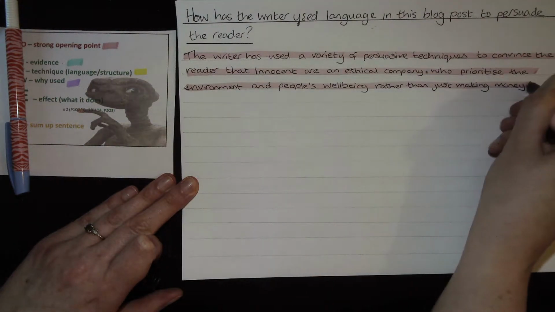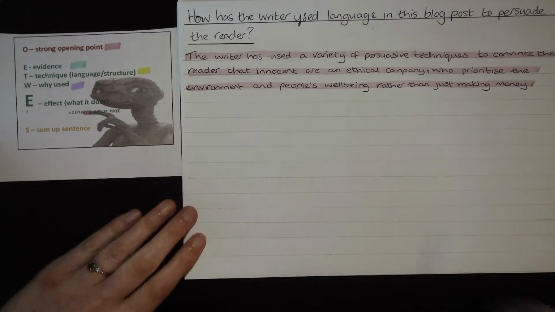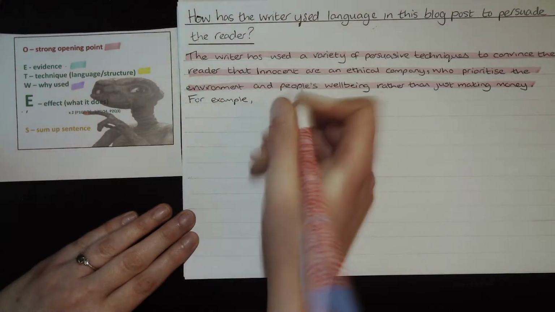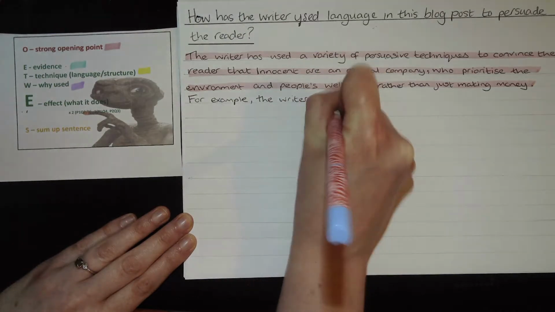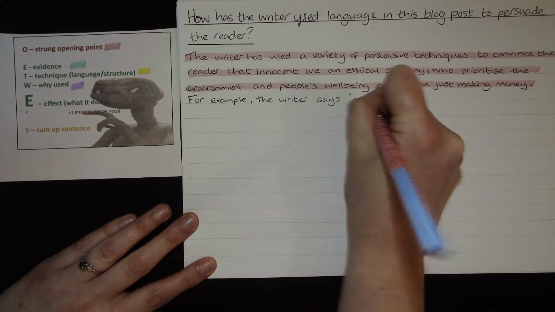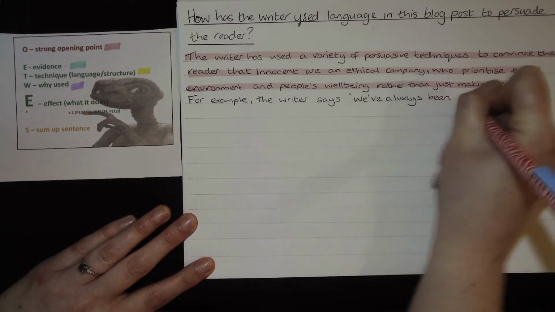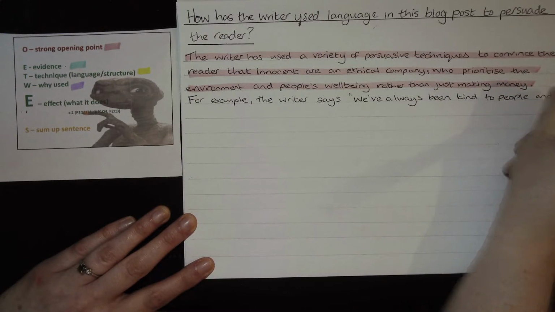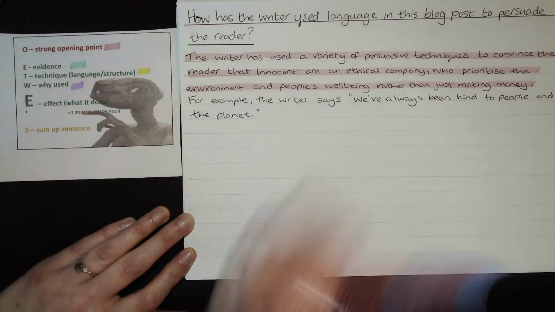Lovely. So now I need to move on to my evidence. What quote could I use that would support that? Okay, so for example, the writer says, open up my quote, and I'm going to pick the quote, "We've always been kind to people on the planet." People and the planet, because I think that really nicely exemplifies the point that I've just made.